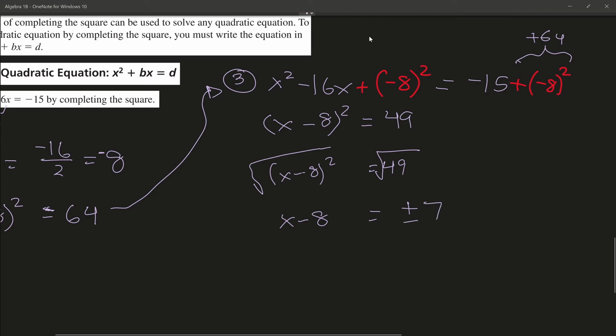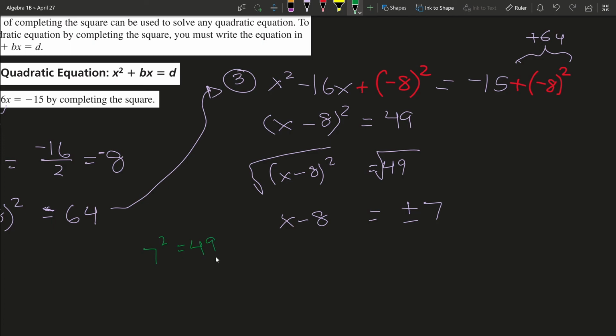And if that's a little confusing, I'll explain why. 7 to the power of 2 is equal to 49. And now if we have negative 7 to the power of 2, that's also equal to 49, right? Because a negative times a negative equals positive. So now that we have that, we can finally simplify this, right? And to simplify this, we need to get x by itself, which means we need to get rid of this negative 8. To do that, we can add 8 to both sides, which leaves us with x.